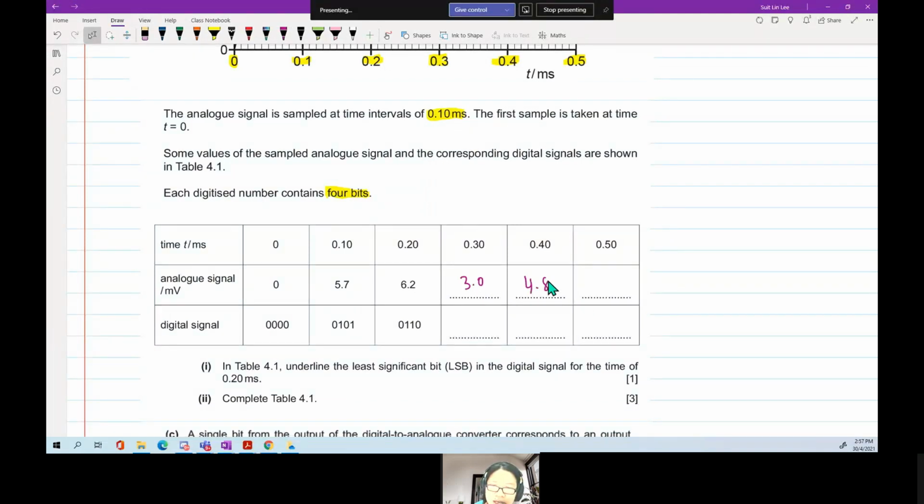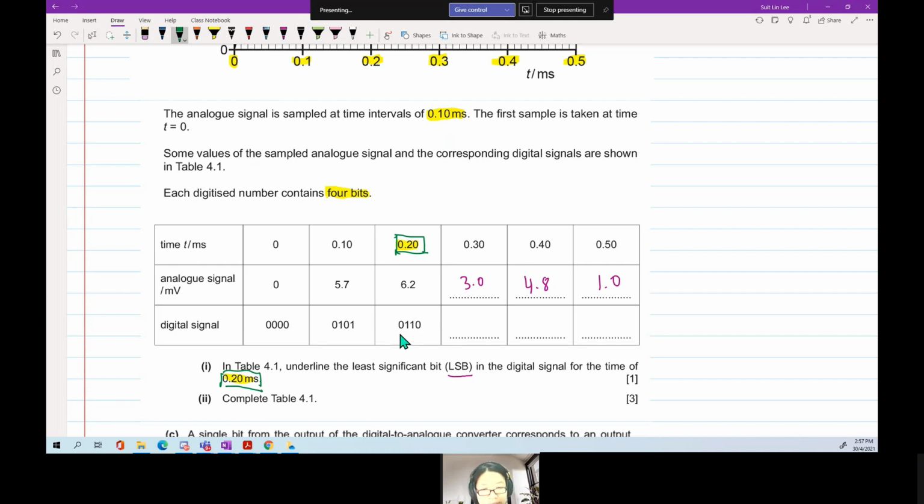In table 4.1, underline the LSB, least significant bit, in the digital signal for the time of 0.2 millisecond. You don't go and make a mistake and underline for the first timing, okay? 0.2 millisecond, this is 0.2 millisecond. So take the time, read the question slowly and follow it.